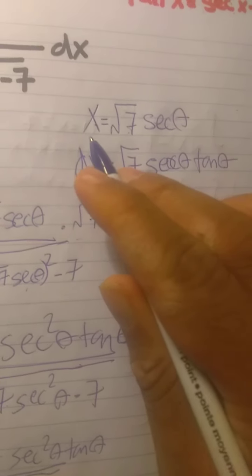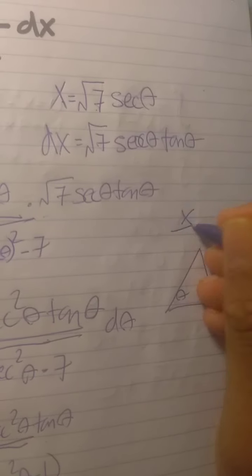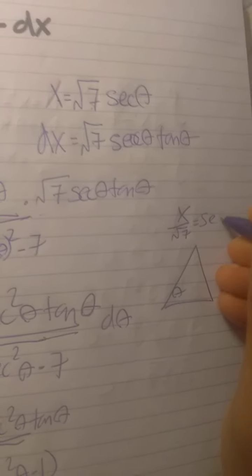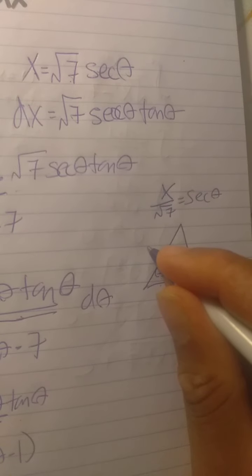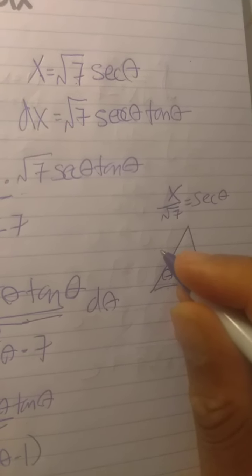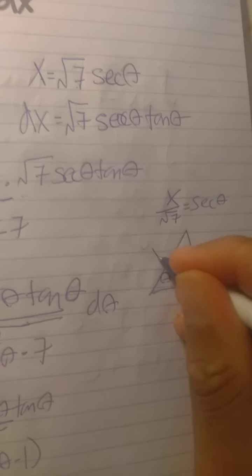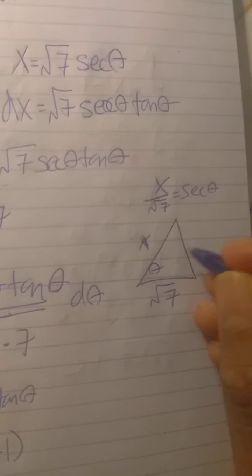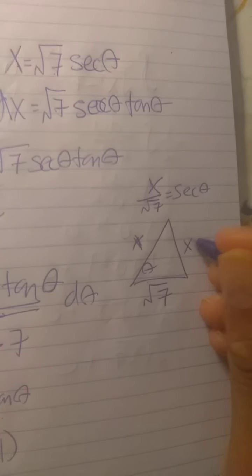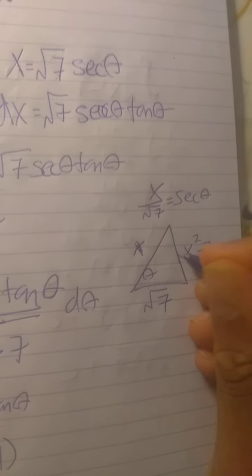And now, with our triangle that we made, you could actually look over here and see. So you can actually create a triangle and say, well, x over square root 7 equals secant theta. So what's secant theta? Well, if cosine is adjacent over hypotenuse, then secant will be hypotenuse over adjacent. So then that's going to be x and square root 7. And then this side over here is going to be, well, this squared minus this squared, which is just 7, all square rooted.